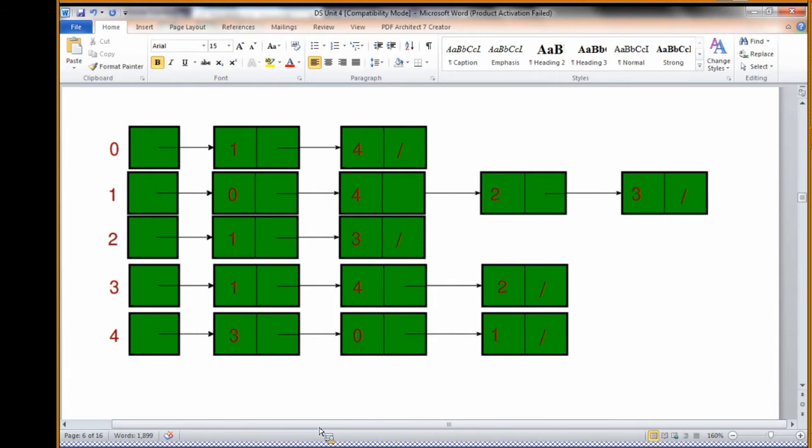So this is the adjacency list for representing the above graph. 4 is connected to 3, and 3 is connected to 0, and 0 is connected to 1. This will be based on the weightage. You can change the connections also, so that you can understand the shortest path from source to destination. So the weightages are required or not.